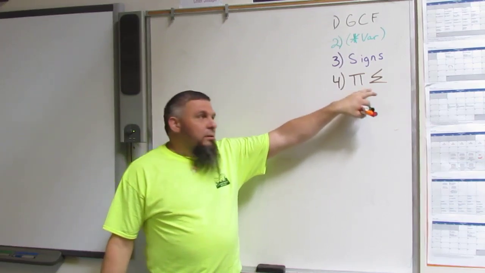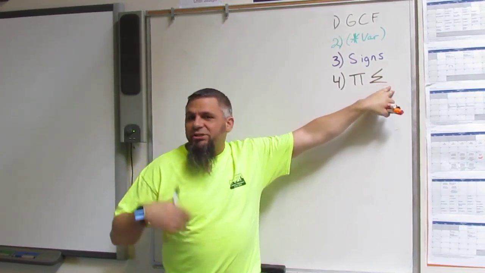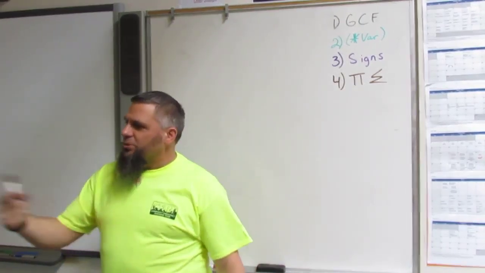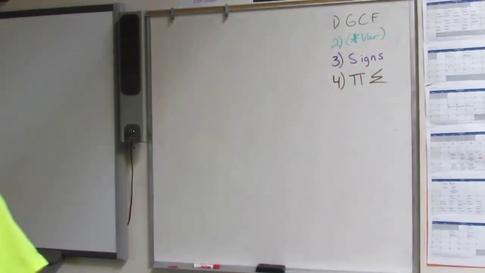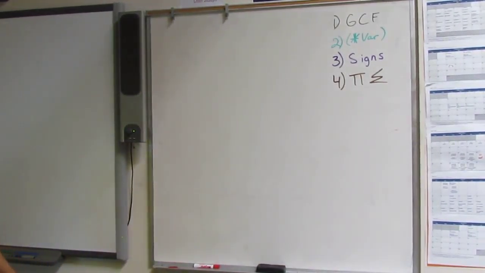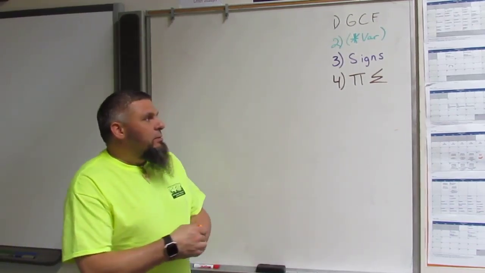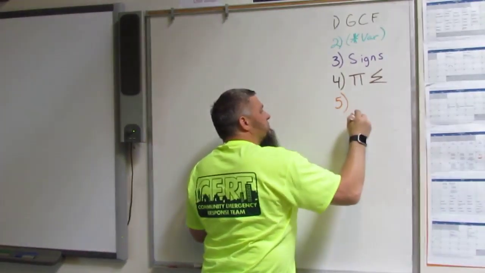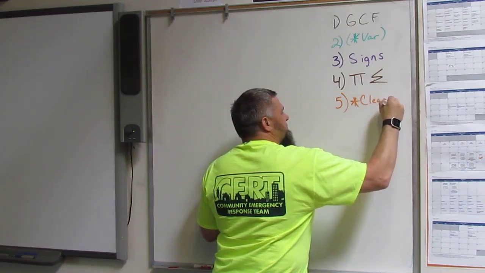Pi, sigma, but we use them as summation. So I use it here as a sum and a product. Product like multiplying, right? Sum, adding, subtracting. Product, multiplying, dividing. Okay? Alright, and then the 5th step. Star cleanup.